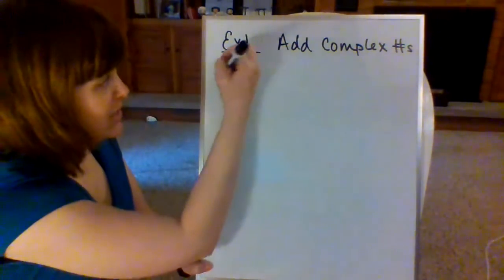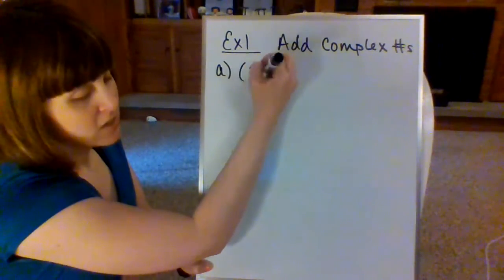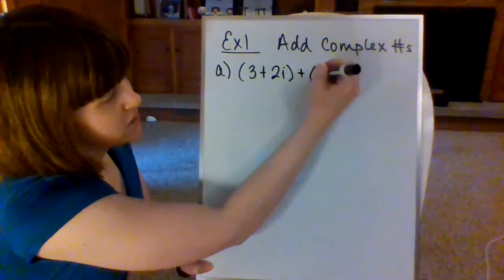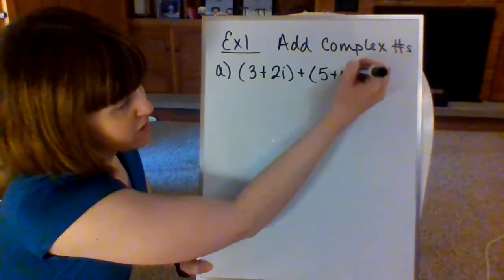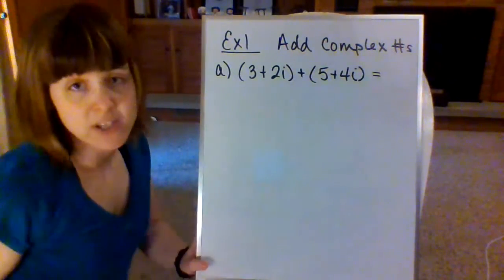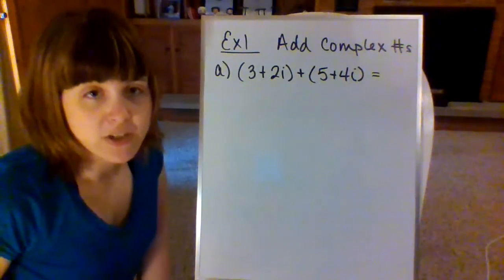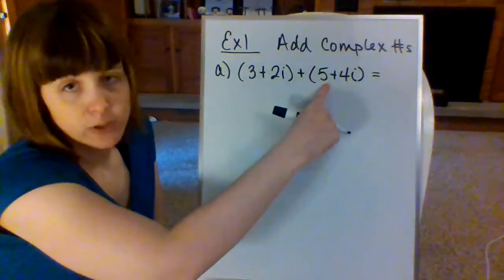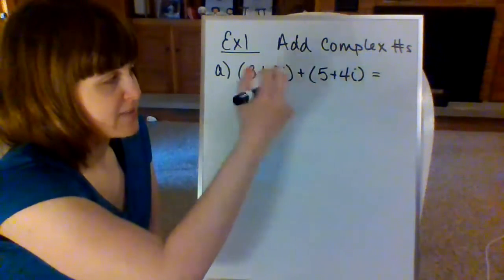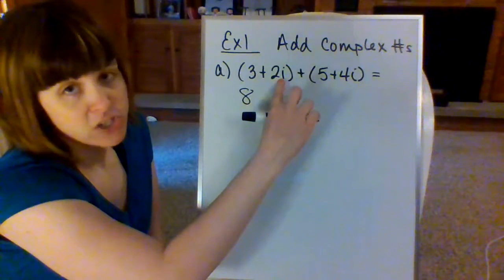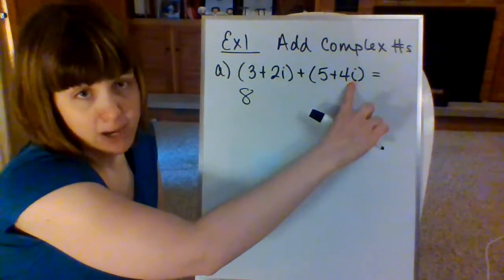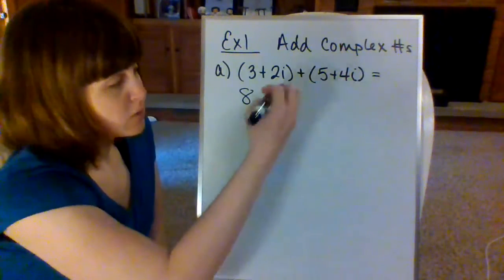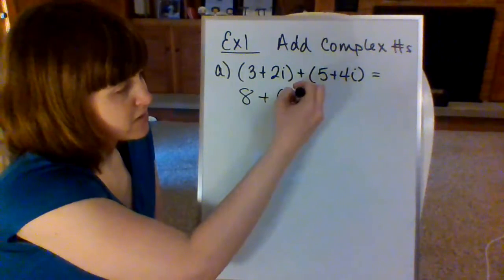Part A says 3 plus 2i plus 5 plus 4i. And we're going to see what that equals. I told you it was like combining like terms. So 3 and 5 are the real parts, so 3 plus 5 is 8. And 2i and 4i are the imaginary parts. So 2i plus 4i equals 6i.